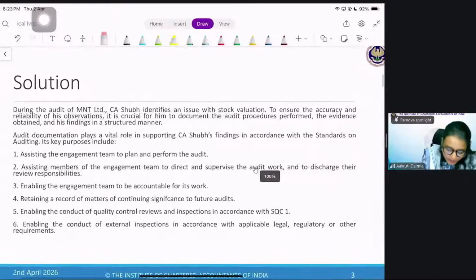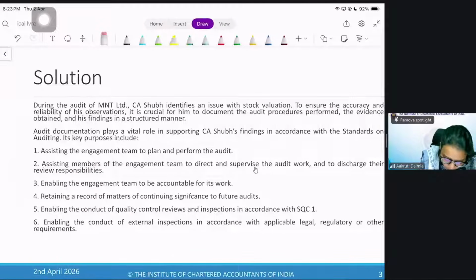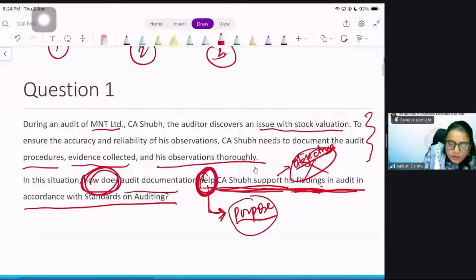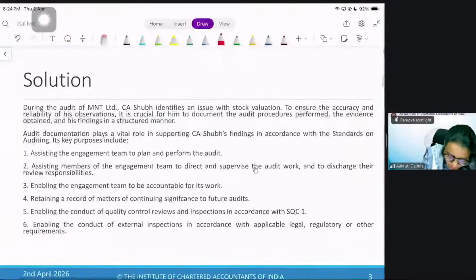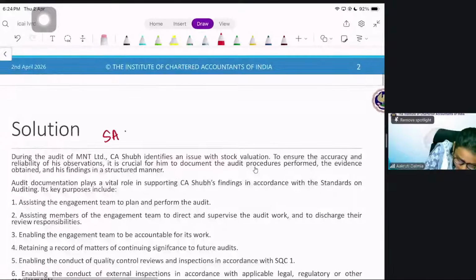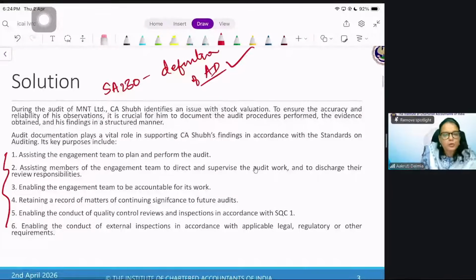During the audit of M&T Limited, CA Shubh identifies an issue with stock valuation. To ensure the accuracy and reliability of his observations, it is crucial for him to document the audit procedures performed and evidence. This is fully from the question. Audit documentation plays a key role. Of course, a few of you told that we will write SA 230, ma'am. We will write the definition of audit documentation. All this is completely okay. That is not wrong. If you write it, it is completely okay. But if it does not come with this, then it is useless.